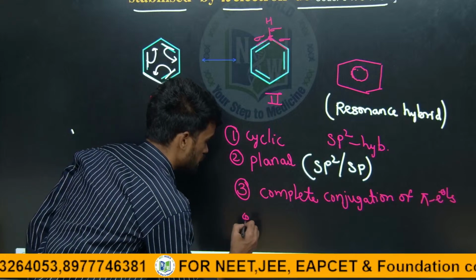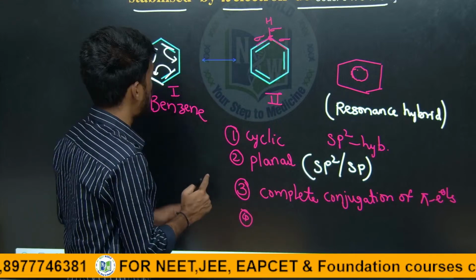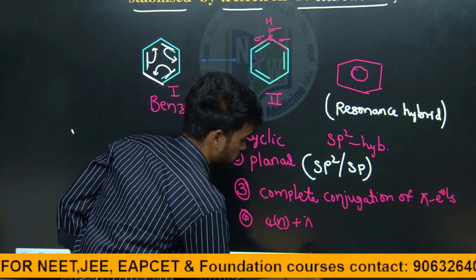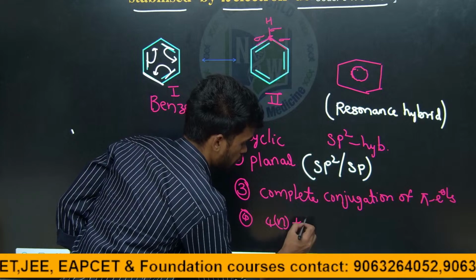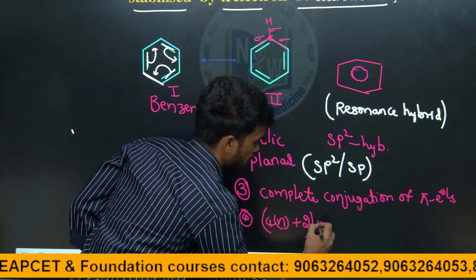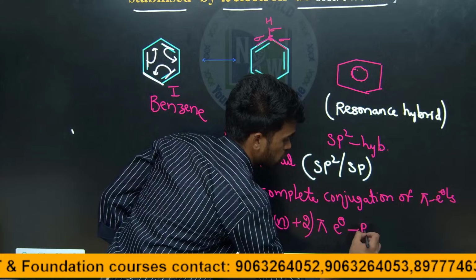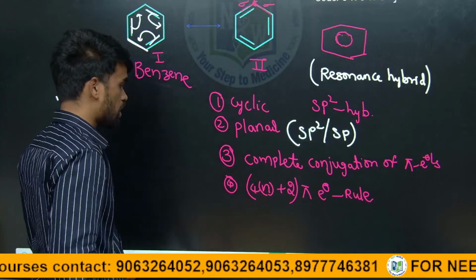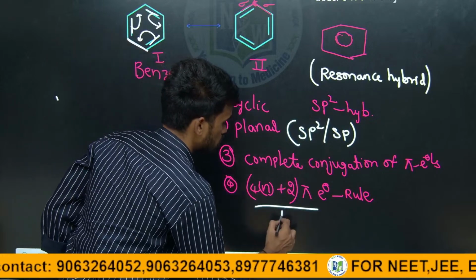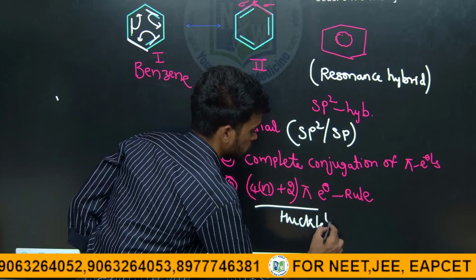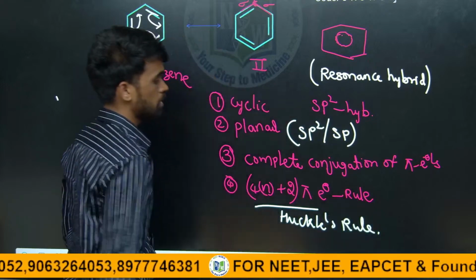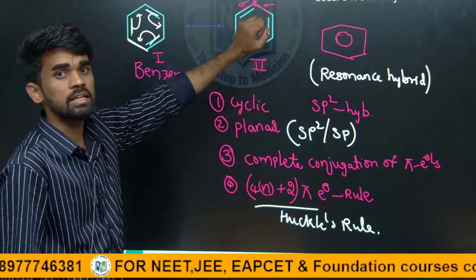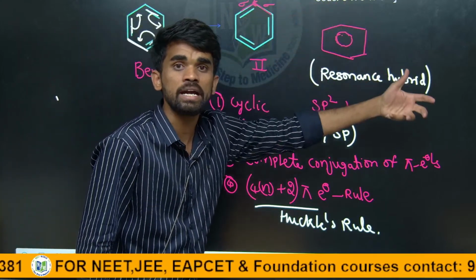The fourth condition is that the molecule should follow the 4n plus 2 pi electron rule. This is what we call Huckel's rule. The fourth condition which we have written here is called Huckel's rule. These are the 4 conditions that have to be satisfied by a molecule. Then those molecules are considered aromatic compounds.